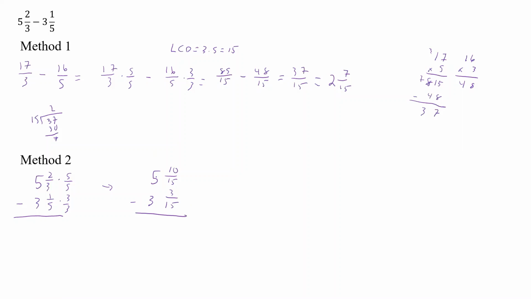Now we can subtract. 5 minus 3 is 2, 10 minus 3 is 7, and that's over 15 still. And as you can see, we get the same answer there. All right, so that's using either method. So now we're going to do one, and it really won't matter which method we use. We're just going to pick and do one method.